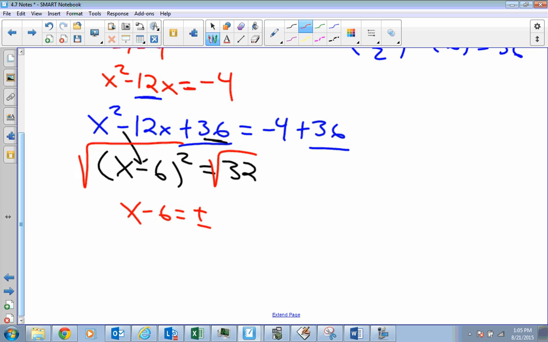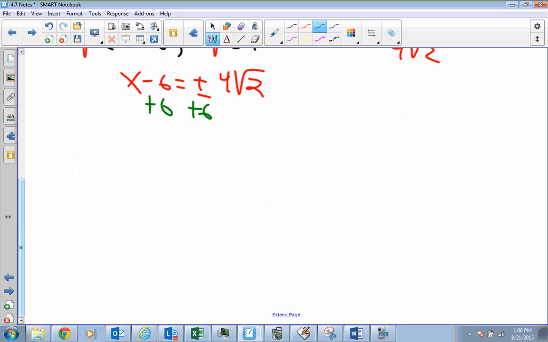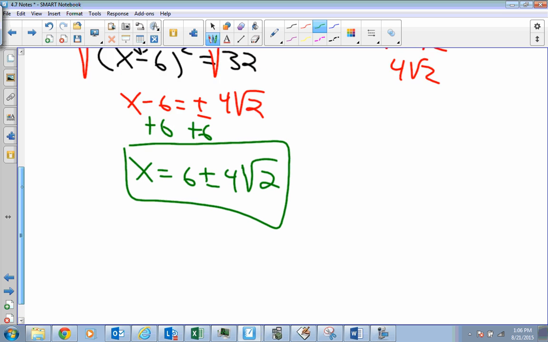We've got to break down 32. 32 has, what, 16 and 2? So it breaks down into 4 square root of 2. So we have plus or minus 4 square root of 2. Then we're going to add 6 to both sides. And we get x equals 6 plus or minus 4 square root of 2. Okay? And that's how you would solve that by completing the square.